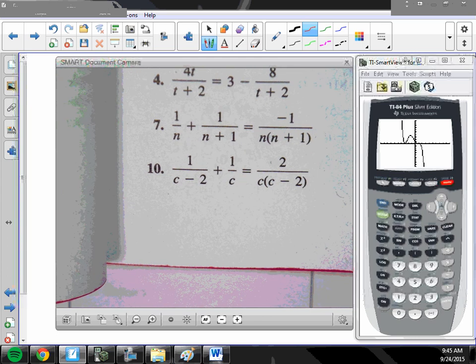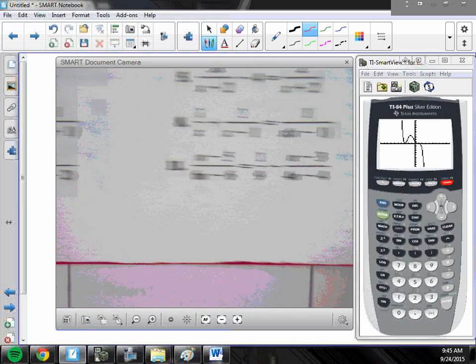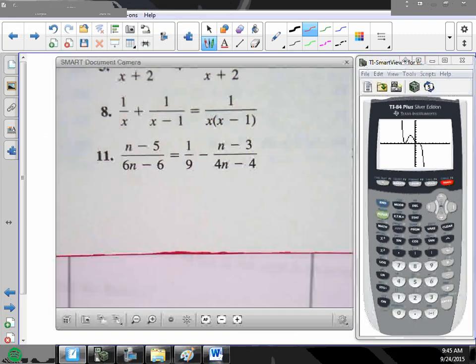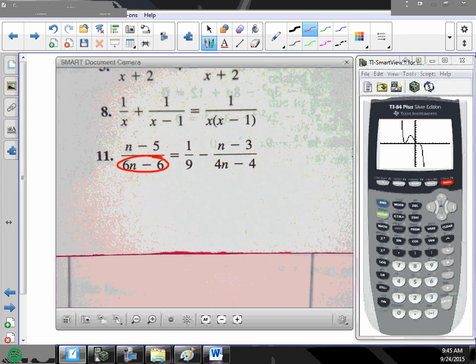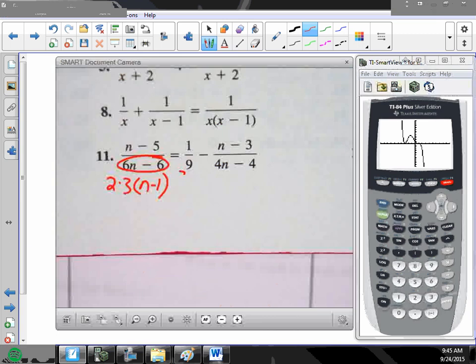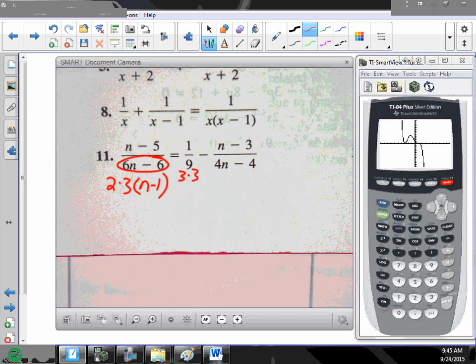So 11, well, we better set up 11. So let's factor this denominator. We could take out a 2 and a 3. So this is actually 2 times 3 times n minus 1. This is 3 times 3. And this one is 2 times 2 times n minus 1.